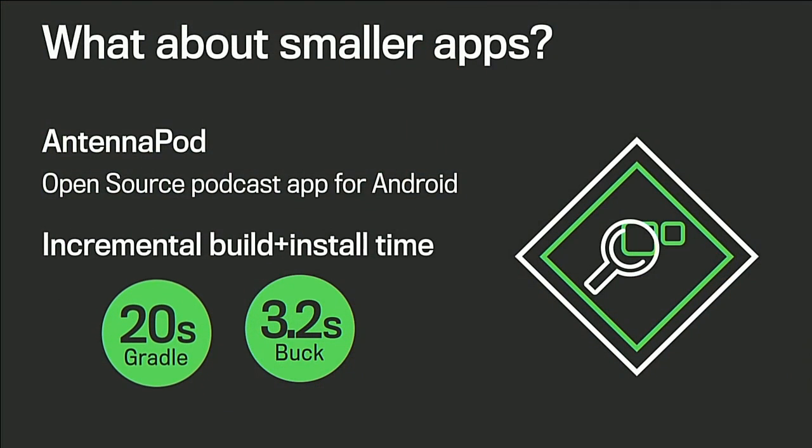So FBForA is a relatively big app. What about a smaller app? There is an open source podcast app for Android called AntennaPod, which is a fantastic app, by the way, if you're interested. As a demonstration of this stuff, we ported its build from Gradle to Buck and did some apples to apples comparison. And basically what we saw was that with Gradle, this relatively small app, this 30 to 40,000 lines of code, had about a 20-second incremental build plus install time, whereas with Buck, it was about 3.2 seconds.